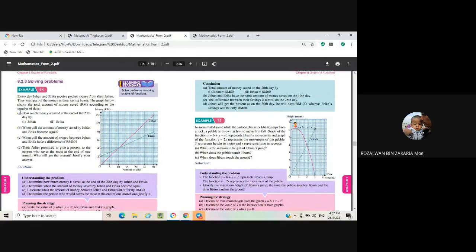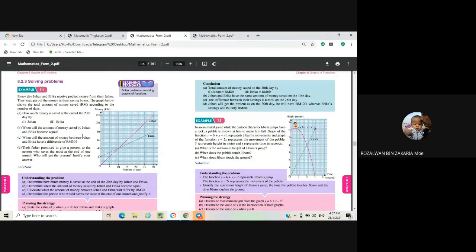And for A2, Erica, you have to do the same steps from the 20 here, number of days 20. Then you draw a vertical dotted straight line until you reach the Erica graph, the green color one. After that, you draw a horizontal dotted straight line until you reach the y-axis. Then you will get the answer for Erica, which is equal to 60. That's why for A2, the total amount saved by Erica on the 20th day is equal to RM 60.